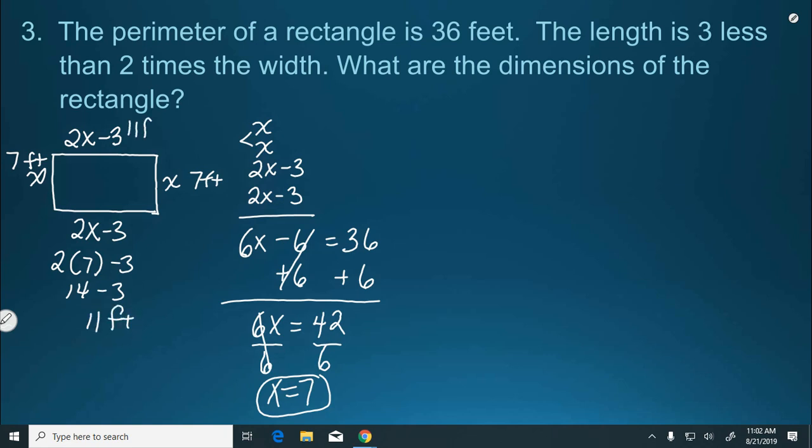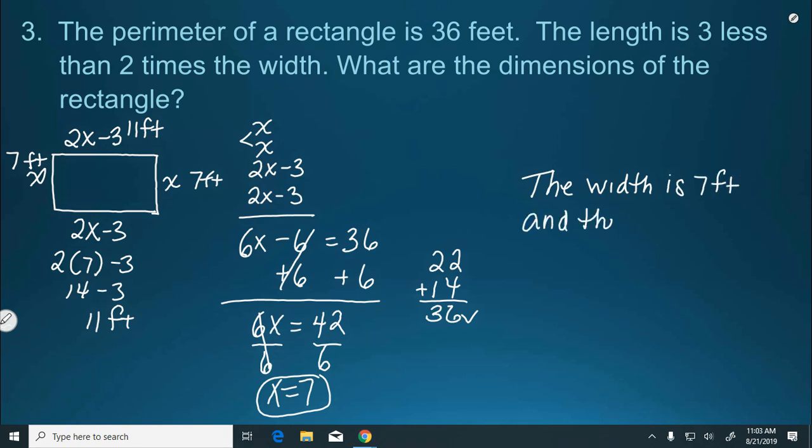for both the lengths. And we can check: if we add 11, 11, we get 22. 7 and 7 is 14. And 22 plus 14 is 36. So we did that correctly. And we can write a statement. The width is 7 feet and the length is 11 feet. Done. All right.